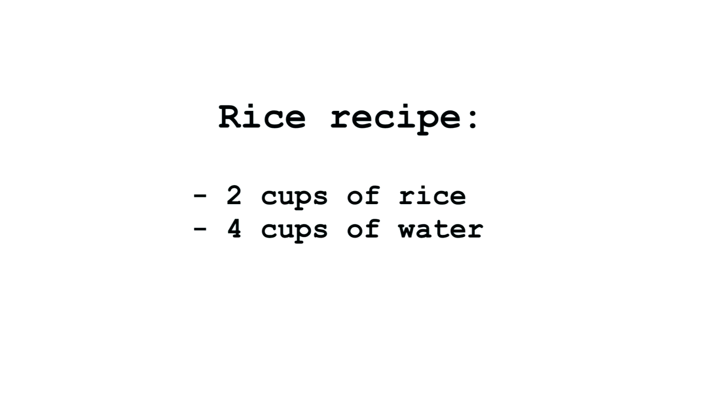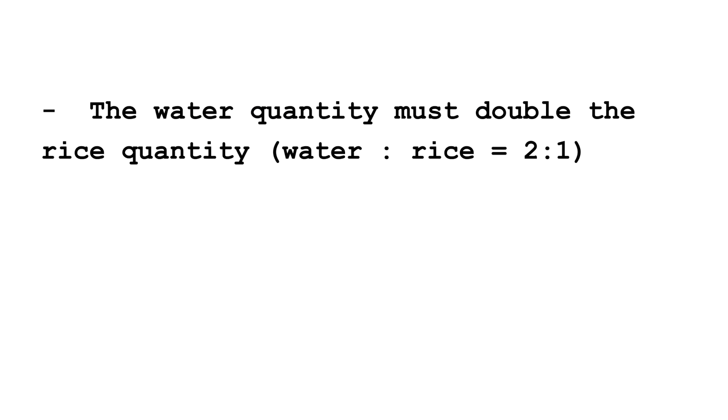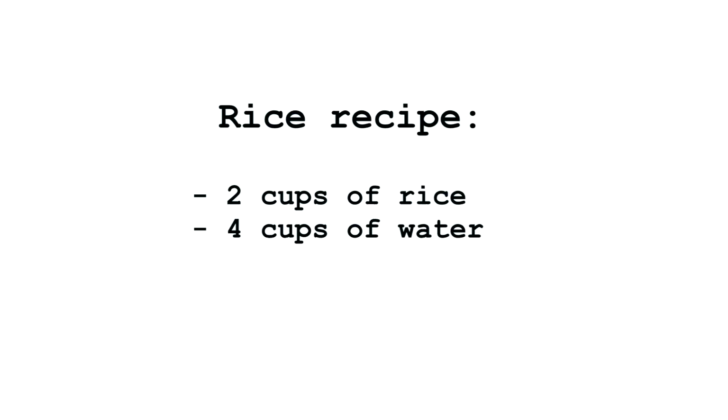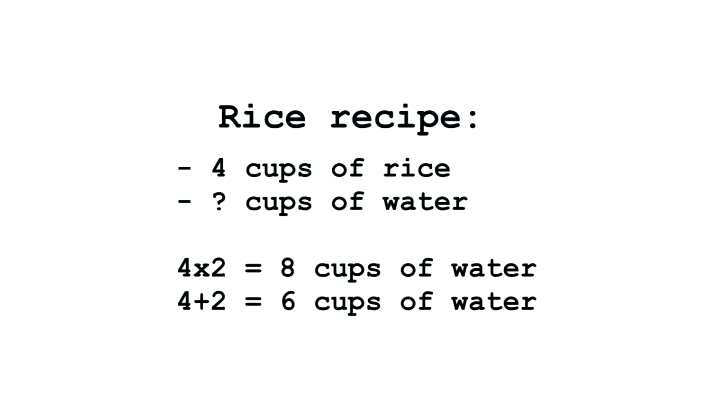If you struggle dealing with numbers, let's put it this way. You want to cook rice and you read a recipe which says add 2 cups of rice and 4 cups of water. You could make two completely different conclusions from this. The water quantity must double the rice quantity. Or the water quantity is the rice quantity plus 2 cups. In this specific case, both statements will lead you to the same result. But if you changed the rice quantity, then both statements would lead you to different results.